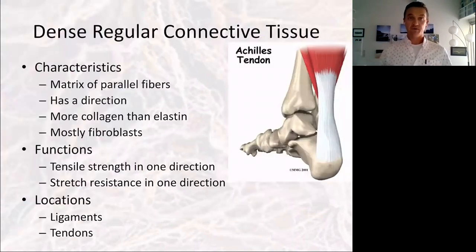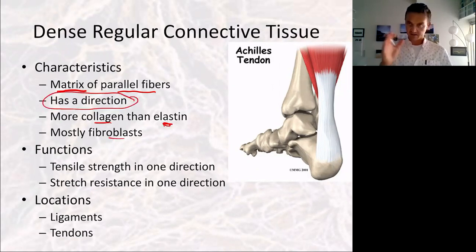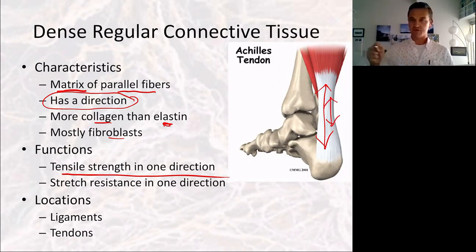Okay, moving on. The next one is called dense regular connective tissue, okay? It's a strong matrix of parallel collagen fibers, okay? More collagen than elastin, but there's a little bit of elastin, definitely fibroblasts. The key part is it has a parallel direction to it, okay? You can really see that in something like the Achilles tendon here, right? So very strong in one direction, okay? So that angle of pull in the Achilles tendon, very hard to tear it if you're just pulling straight, right?